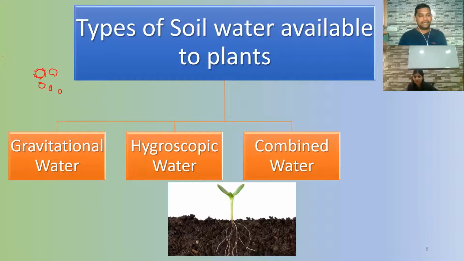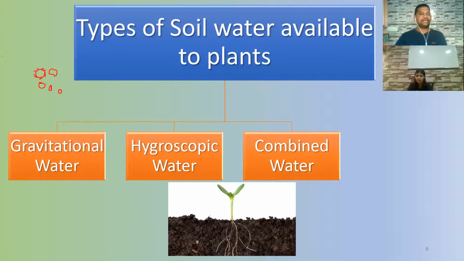Combined means chemically bound. It is a part of some molecule. Just as some of the salts in chemistry, you must be learning about water of crystallization. तो जैसे सोडियम कार्बोनेट है, इन सबके water of crystallization होते हैं. So they are chemically combined to other molecules. तो soil में भी बहुत सारे chemicals, it depends from one part to another. तो उसके साथ combined रहेगा, तो again that won't be available to the plants.